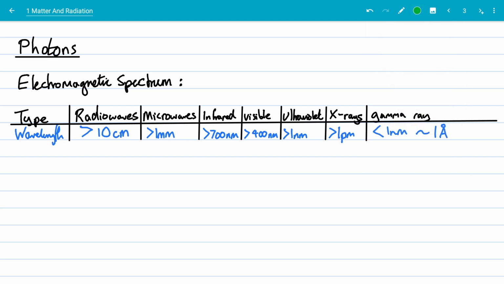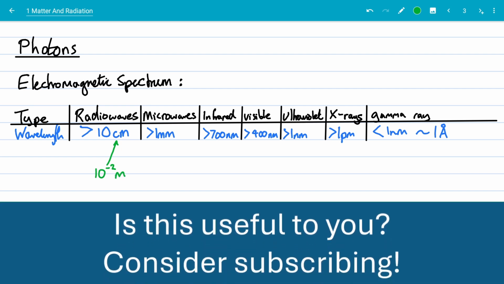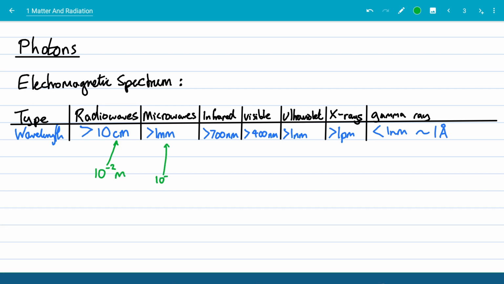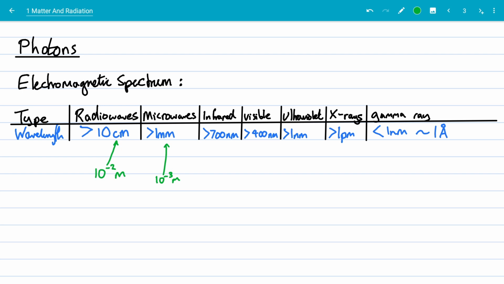So we can start saying, what do these prefixes mean? Centi means 10 to the negative 2. Milli means 10 to the negative 3. Nano means 10 to the negative 9. Seem to have missed micro there. Then we get pico, so 10 to the negative 12. And angstrom is 10 to the negative 10.